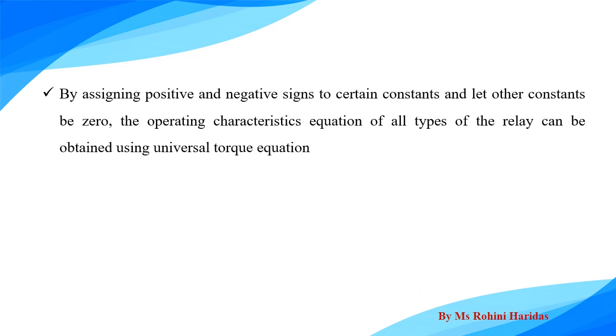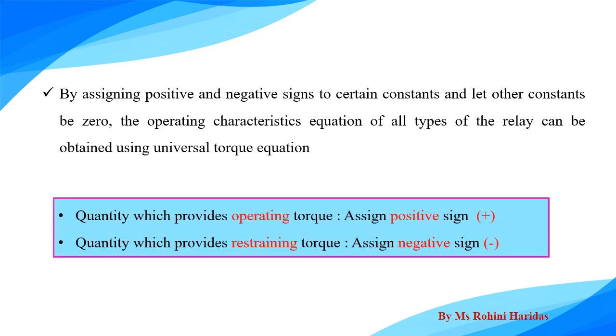The operating characteristic equation of all types of relay can be obtained using the universal torque equation. Here you have to just assign positive and negative signs to certain constants depending upon whether the quantity is providing operating torque or restraining torque, and let other constants be 0. So in short, for the quantity which provides the operating torque you assign a positive sign, and for the quantity which provides the restraining torque you assign a negative sign.